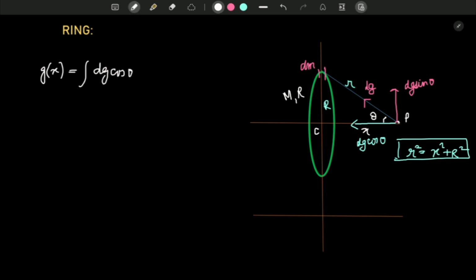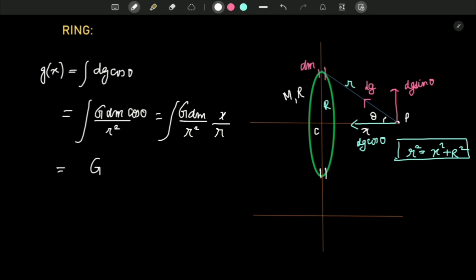I am neglecting the sine component because the vertical component, sine theta, will get cancelled if I take a similar element at the vertically opposite point. So dg sine theta will definitely get cancelled, and what is left is only dg cos theta. So this turns out to be G dm cos theta by r square. I can write this as G dm by r square, and for cos theta I can write it as x by r.